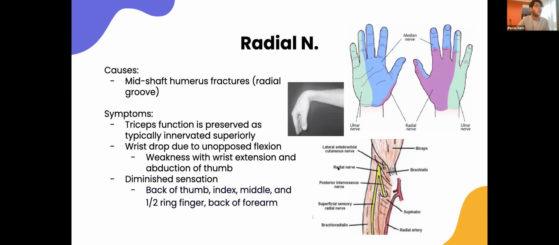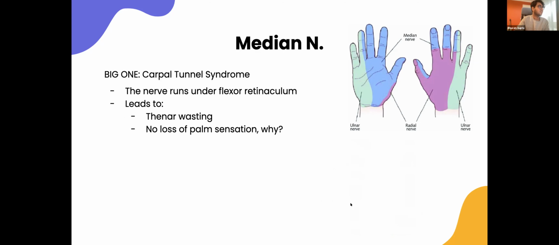And so that's why we have to remember that superior to our issues, or proximal to our issues, we're going to be fine. Distal is when we have to think about what's going to be damaged. And that's especially important when looking at the ulnar nerve. But median nerve, again, big one, carpal tunnel syndrome. This leads to thenar wasting. Why aren't we losing this palmar sensation though?